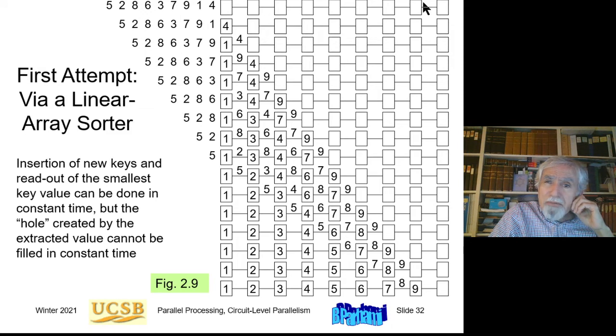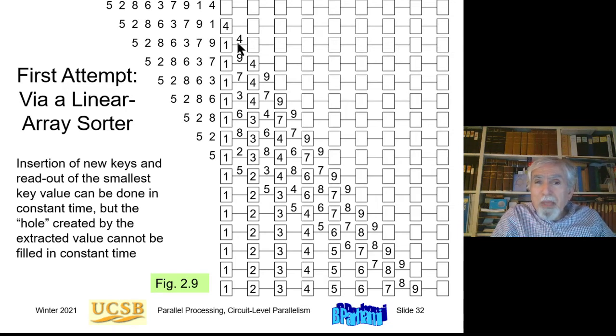Basically, I have a linear array of cells or simple processors, and numbers come in from the left. As each number comes in, for example, 4 comes in, this cell is empty. You can view empty cells as holding very large numbers, so infinity. So 4 is compared to infinity. The smaller of the two is kept here, and the larger of the two is sent to the right. Then 1 comes in. 1 is compared to 4. The smaller of the two is kept here, and 4 is pushed to the right.